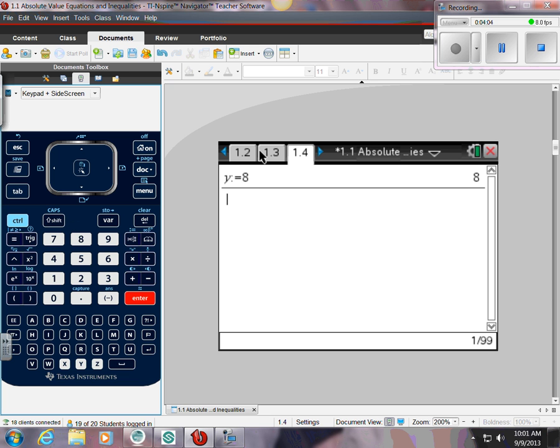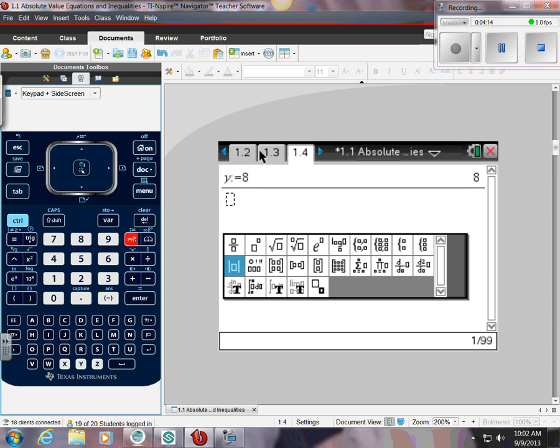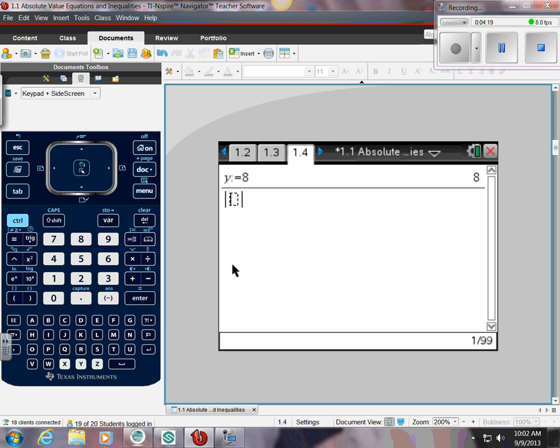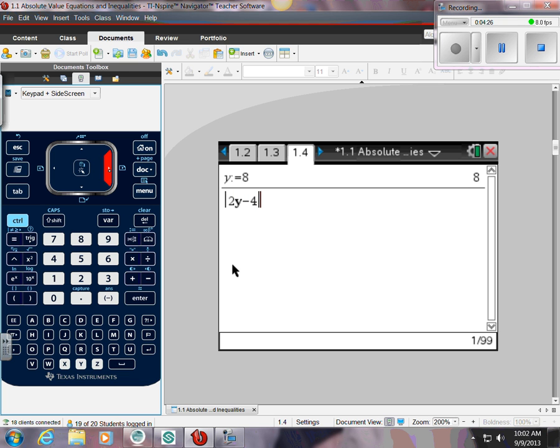And then we're going to type in the original equation, the original, before we did anything to it. That's your absolute value equation. Anybody know where to find the absolute value symbol? Yep, in that template, right? So we're going to select that. We're going to put in exactly what we started with: absolute value of 2y minus 4 equals 12. And we're going to hit Enter. Notice what it says. What does that mean? Yeah, it checks. Okay?